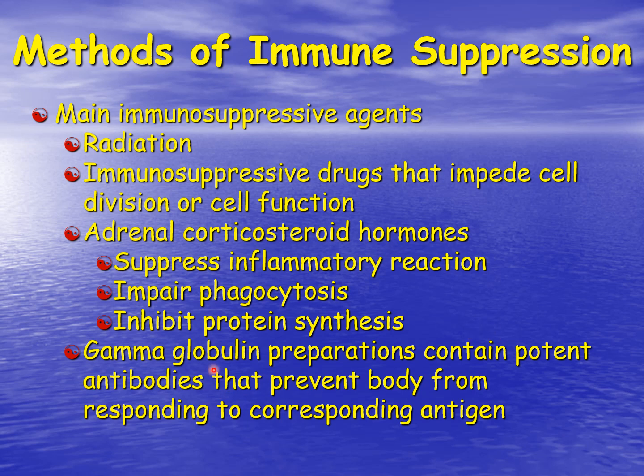We can also give gamma globulins or antibody preparations that contain potent antibodies that will prevent the body from responding to a corresponding antigen. This is actually what RhoGAM is. It basically destroys any anti-Rh antibodies that would be produced by the immune system of the mother to Rh positive protein cells of the fetus.